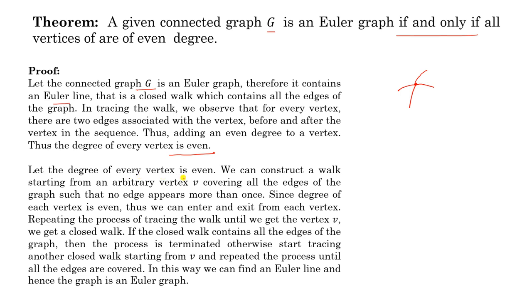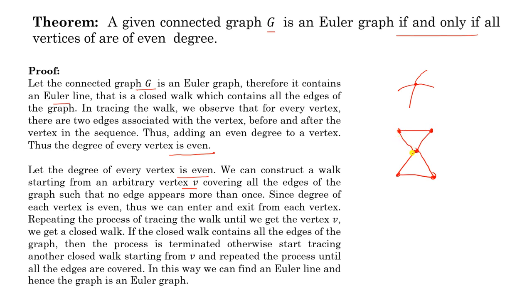Now let the degree of every vertex be even. If the degree of every vertex is even, it means through one edge you can enter the vertex and through another edge you can move out from the vertex. It means you can construct a walk from an arbitrary vertex V. Now just take an example in which the degree of each vertex in the graph is even. So this is one graph in which you will see that the degree of each vertex is even.